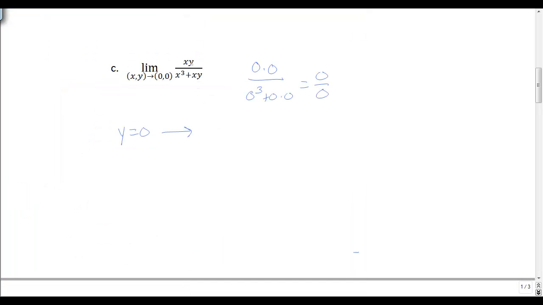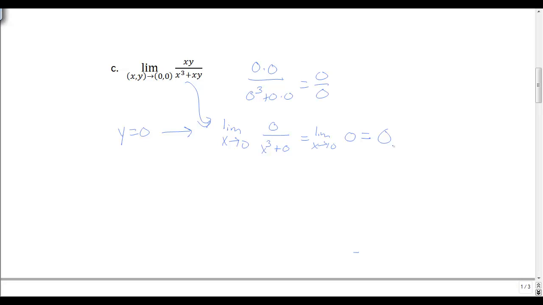We can calculate that by plugging in y equals 0 first. Then this limit becomes the limit as x goes to 0 of x times 0, that's just 0, over x cubed plus x times 0, that's 0. So this is the limit as x goes to 0 of 0. If x isn't 0, this is just 0 here. So that limit is 0. What we're saying is that if we approach anywhere along the line y equals 0 in either direction, we get a limit of 0.